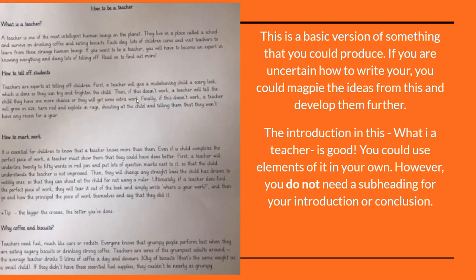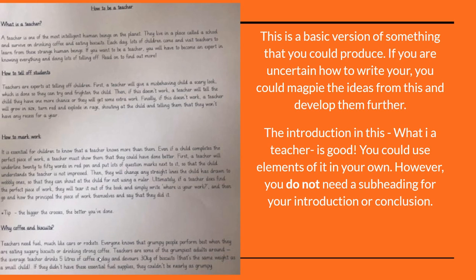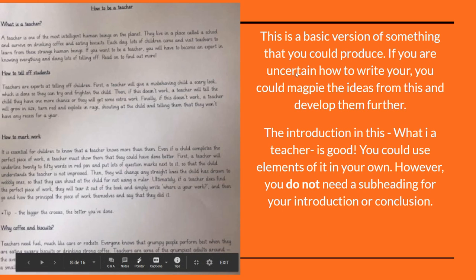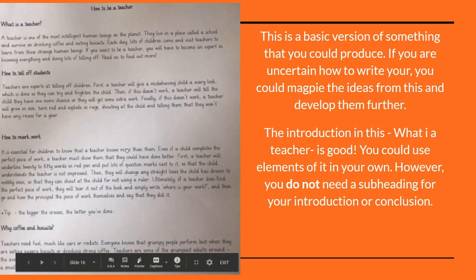There is a basic version here that if you want to look at this. Now this might be helpful because it does supply some keywords. However, you want to make it year 6 level. You want to include everything from the success criteria. You want to include all the key features. You want to include the up-leveled exciting vocabulary. So you can use this and use maybe some of the elements here, but you need to make sure that it is really, really detailed. So this is a basic version of what you could produce. If you're uncertain how to write it, you could magpie the ideas from this and develop them further.